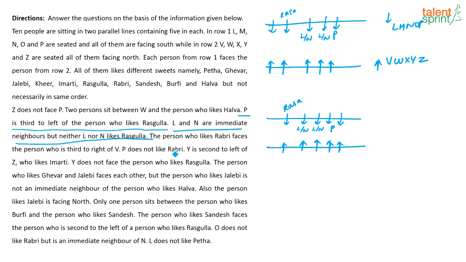The person who likes Rabri faces the person who is third to the right of V. P does not like Rabri. Y is second to the left of Z, who likes Imarti.